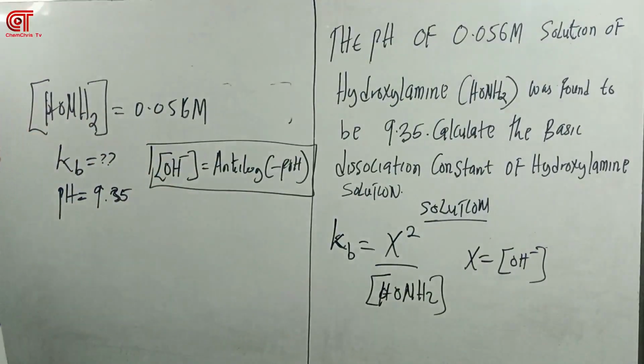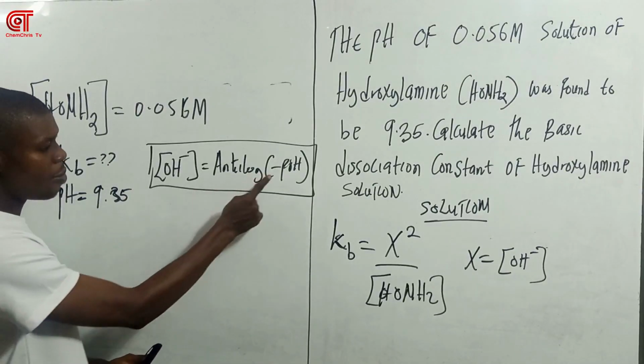Okay, now let's continue here. So remember, we want to calculate the concentration of OH minus, because it is antilog minus pH.